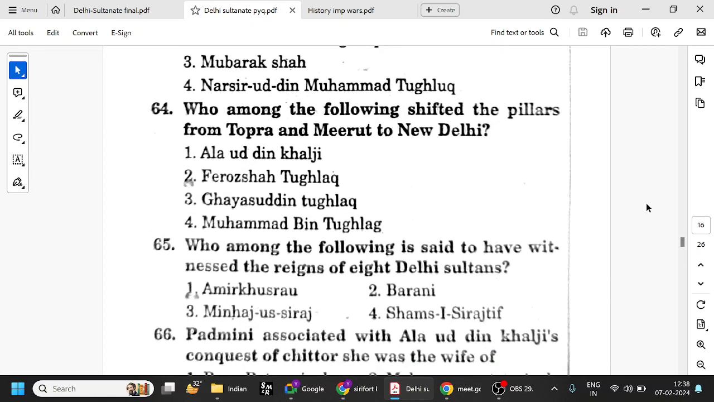Who among the following shifted the Ashokan pillars from Meerut and Chopra to New Delhi? We have seen multiple times, Firoz Shah Tughlaq. What you have to remember: religiously intolerant, imposed jizya, he had only four taxes based on Sharia, and he imposed the irrigation tax, and he shifted the pillars from Chopra and Meerut to New Delhi.